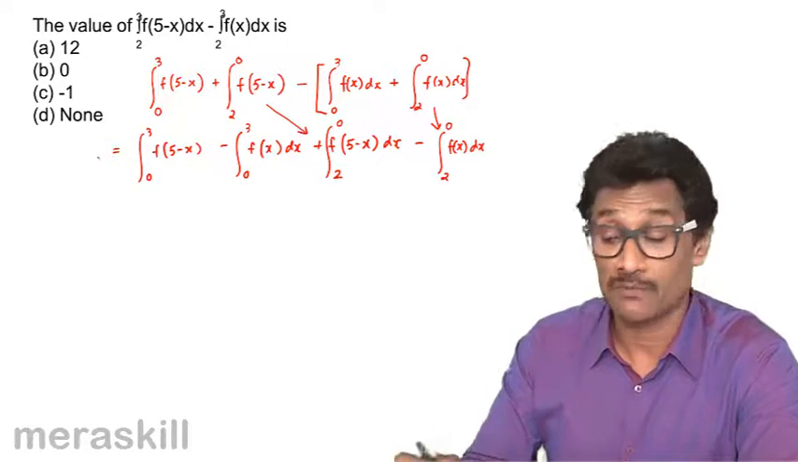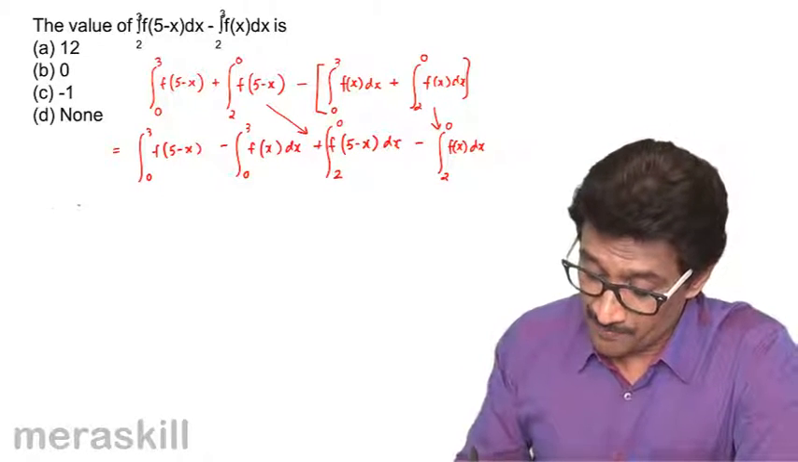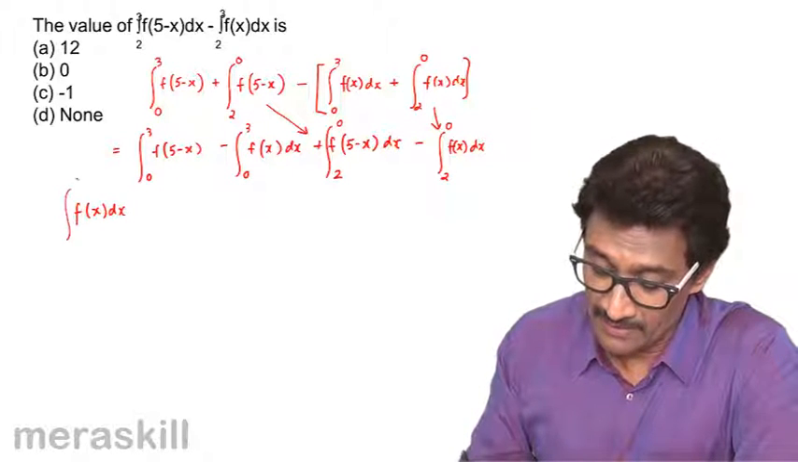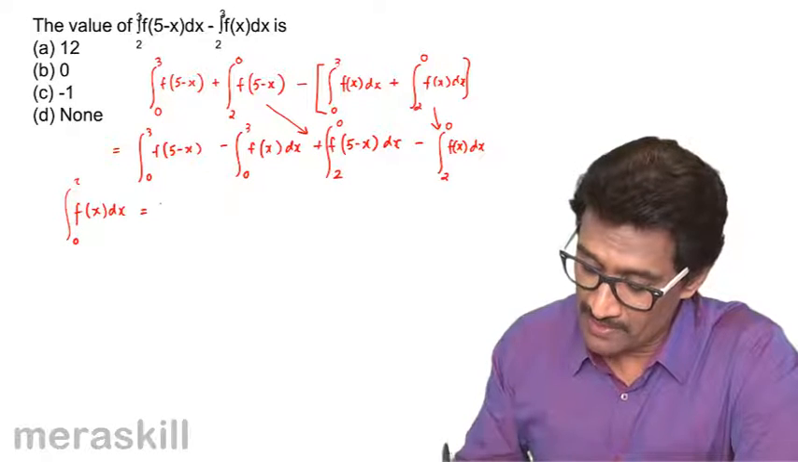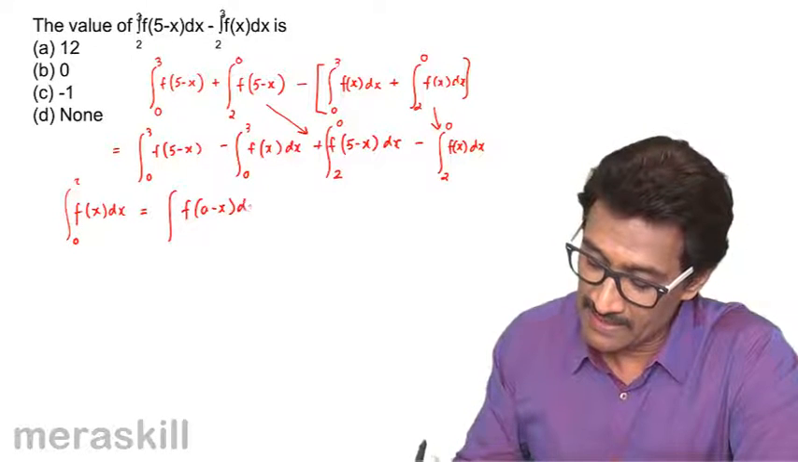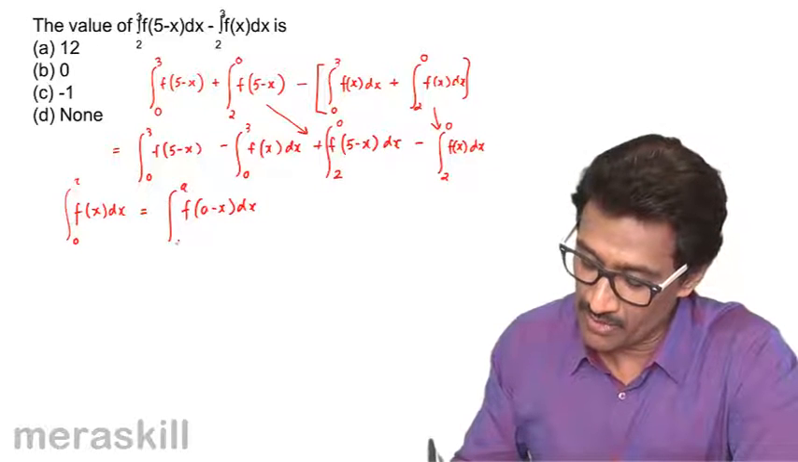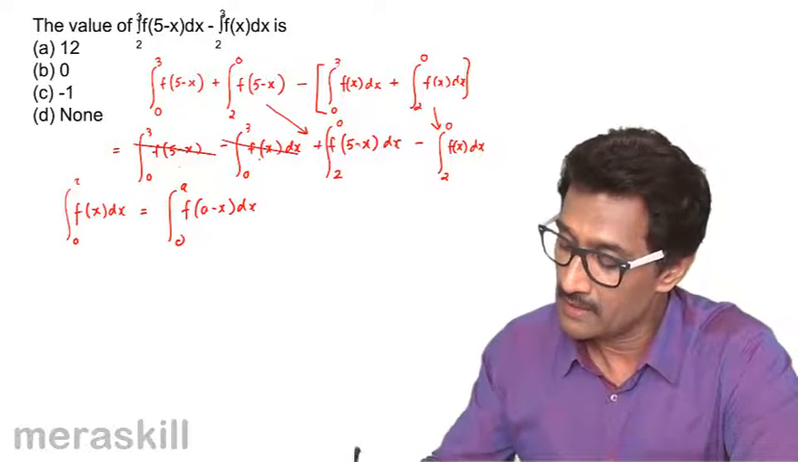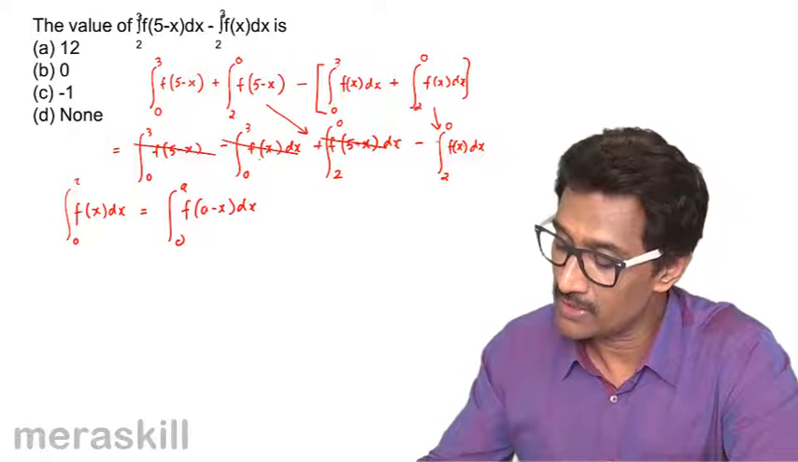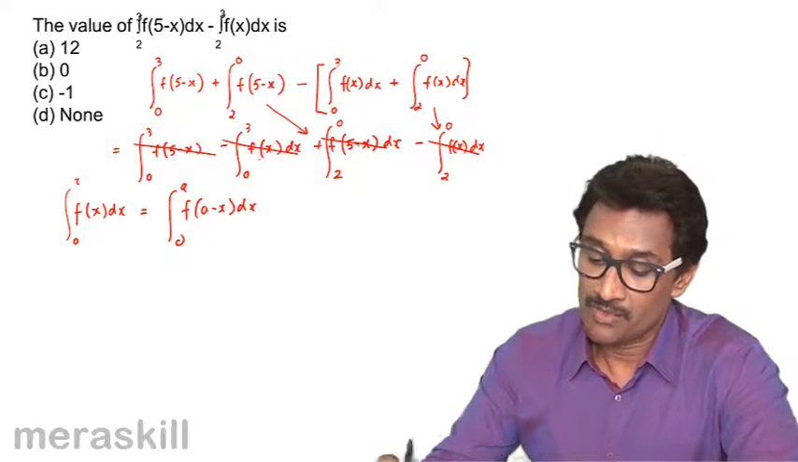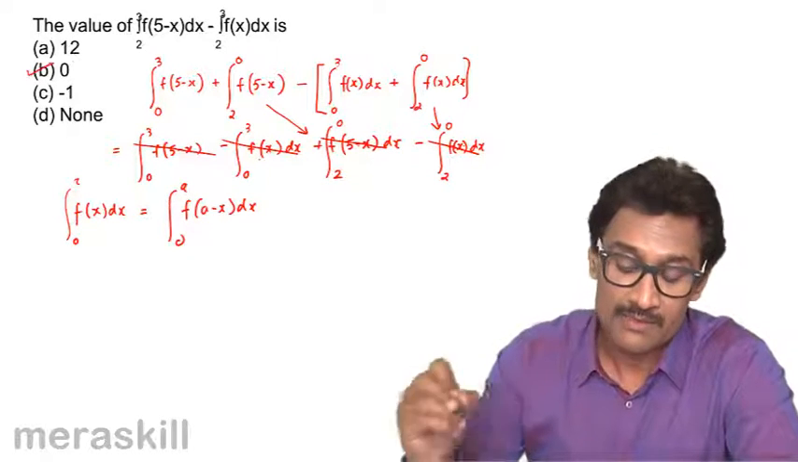Now we are using the formula that the integral of f of x dx in the range a to 0 is the same as f of a minus x dx in the domain a to 0. So if you see, this and this are equal, so they get cancelled. This and this are equal, they also get cancelled because the range is the same. So ultimately the answer is D.